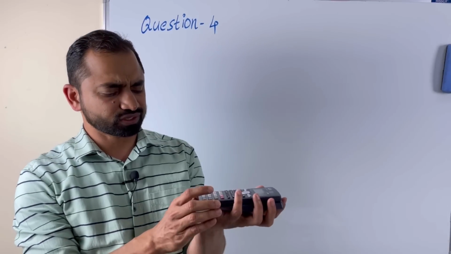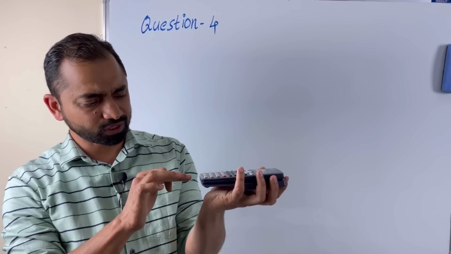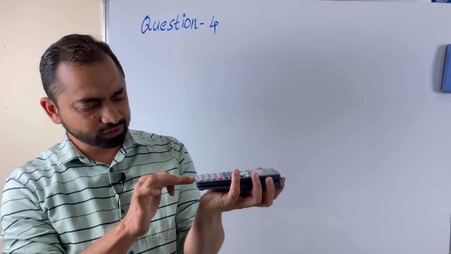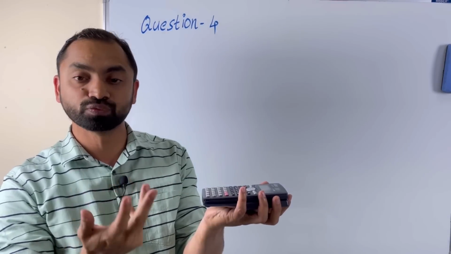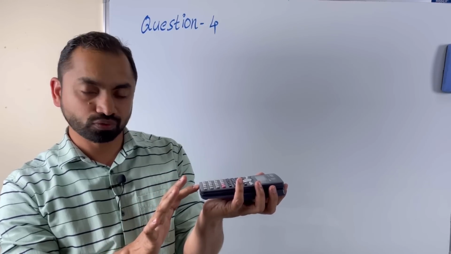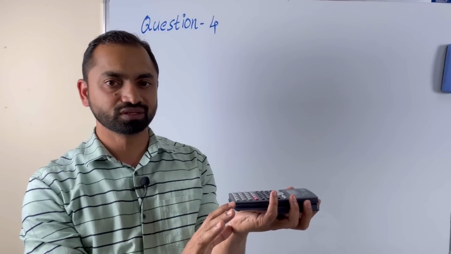So what is static friction? Static friction means now on this object, I am applying a force, but it is not moving. I am applying a small force here, but the object is not moving.